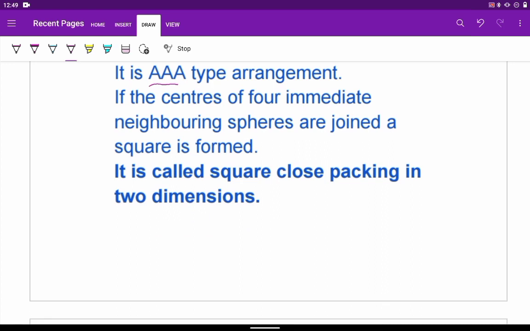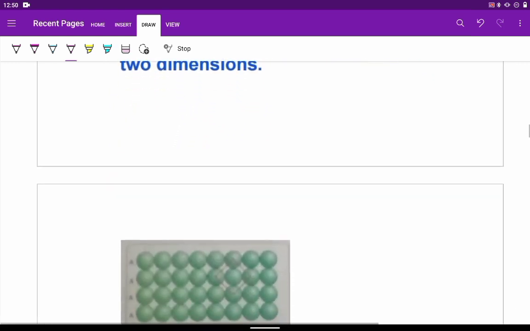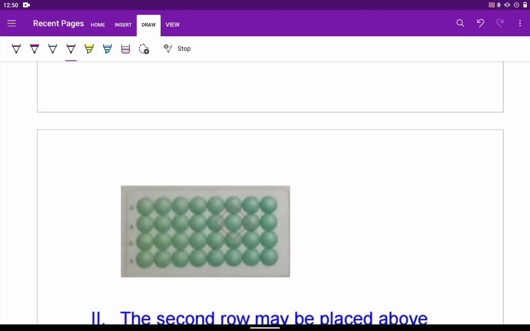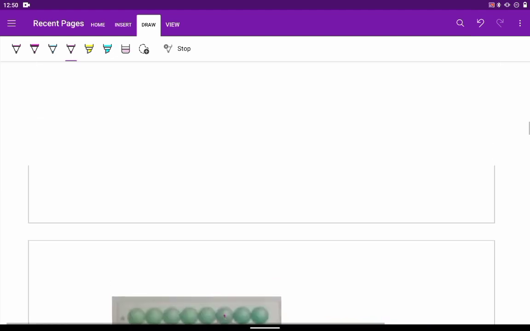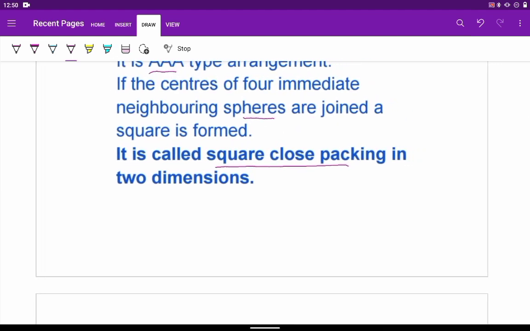When we join the centers of four immediate neighboring spheres, we get a square. So it is called square close packing. Square close packing in two dimensions. Here you see, these are four immediate neighbors of this central sphere. So if we join them, you can get a square. It is known as square close packing in two dimensions.